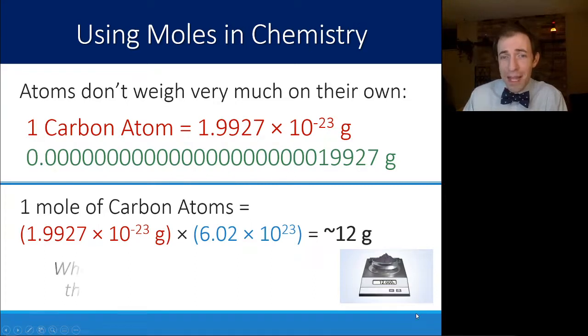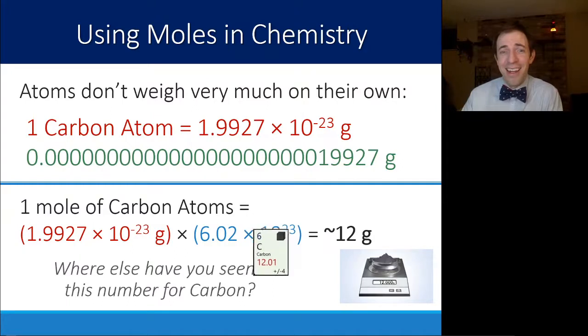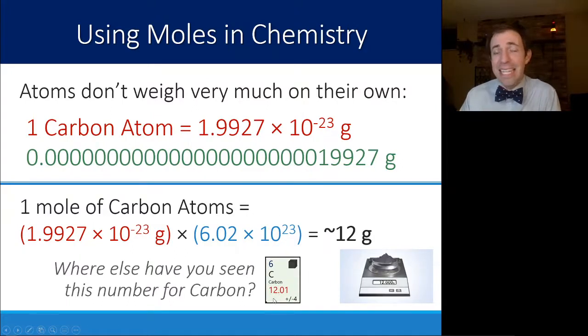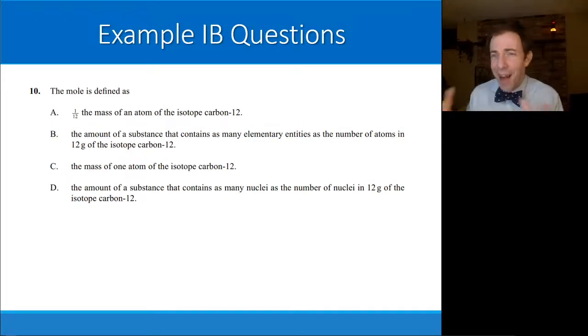And that 12 grams should be familiar if you ever looked at a periodic table. On carbon, the average atomic mass of carbon is 12.01. So that is also known as our molar mass. That's how many grams you have if you gather a mole of a substance. So we can use that to define what a mole is. It's actually based on this idea of carbon.